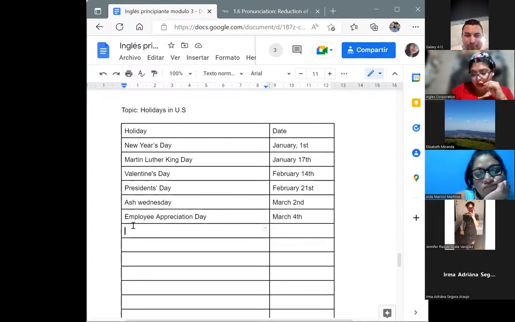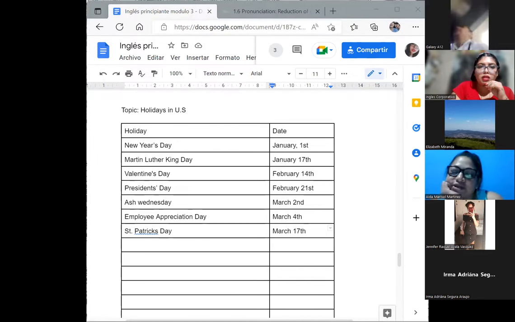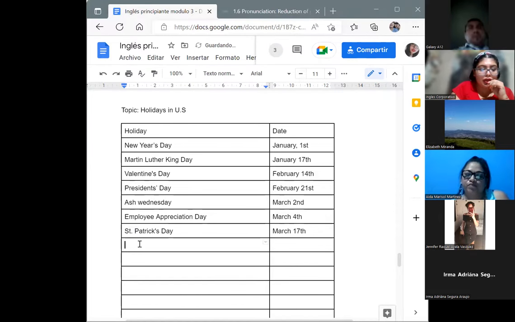We are in March 4th. Then we are going to see Saint Patrick's Day. Someone was asking for Saint Patrick's Day. El Día de San Patricio. And this one is on March 17. Oh my God, I moved this one. Easter Day is in April. St. Patrick's Day. Okay, next one.